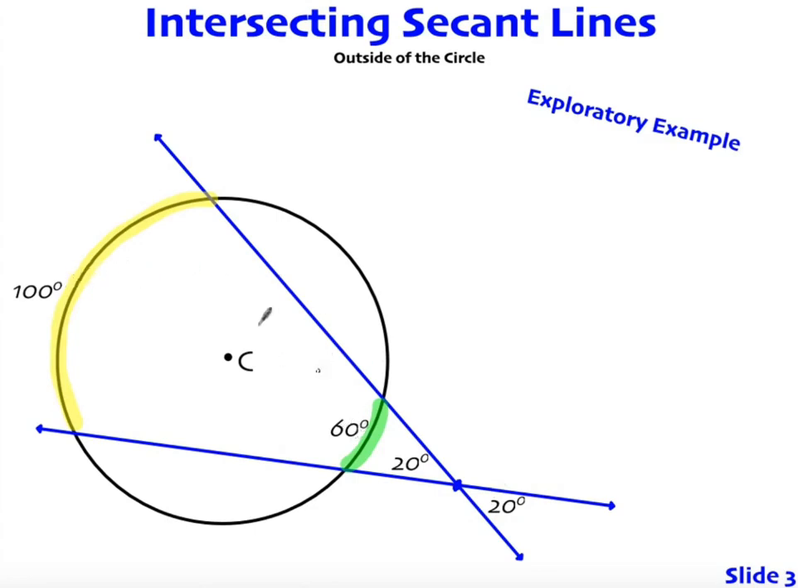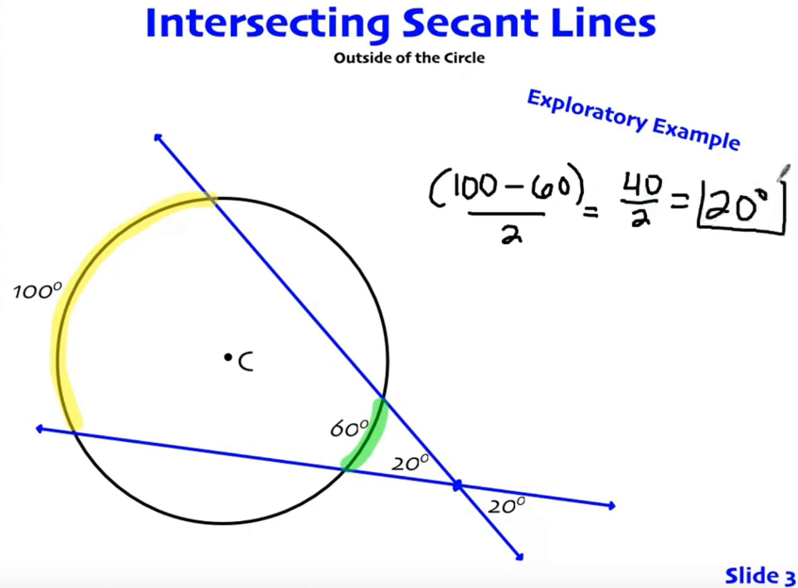Before, we found the sum of these two arcs to get our angle. Now, because this is smaller, instead of finding the sum, we're going to find the difference. So to use 160 to get to 20, we're going to do 100, and instead of plus, we're going to do minus 60, and we're going to divide that by 2, with the hopes that we'll get 20 degrees as the measurement of our angle. So 100 minus 60 is going to give us 40, and 40 divided by 2 is indeed 20 degrees.